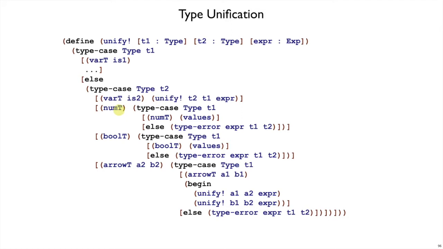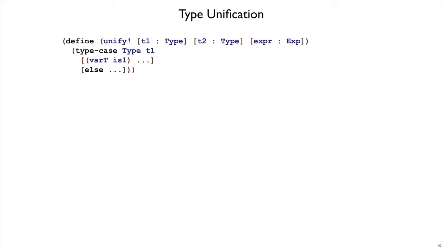If t2 is numt and t1 is not a variable, then it must be numt as well. That's when we succeed, otherwise we fail. Bool t needs bool t. If t2 is an arrow t, then maybe t1 is also an arrow t. And if so, we recur with the arguments and the result types separately. Otherwise, if they're not both arrow types, then we complain again. That leaves these dot dots here, so let's concentrate on that part instead.